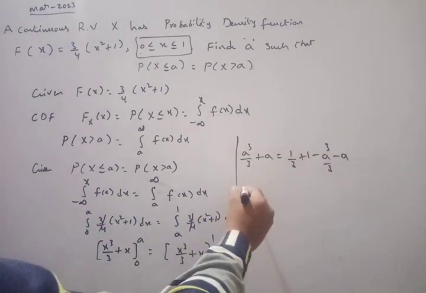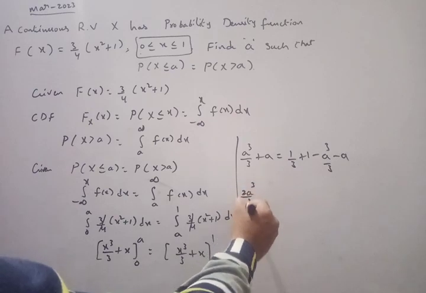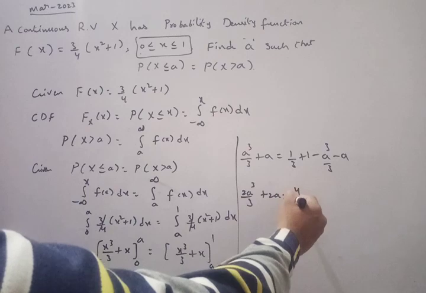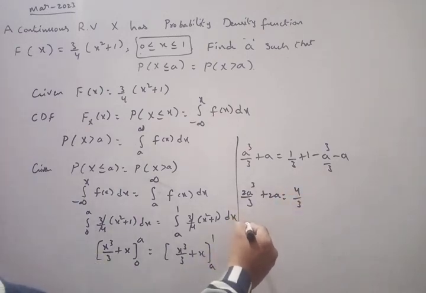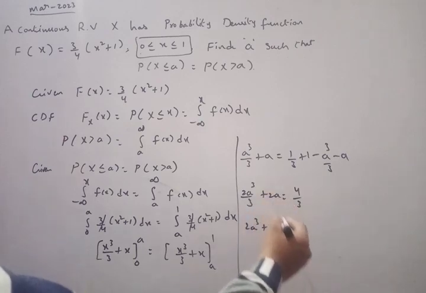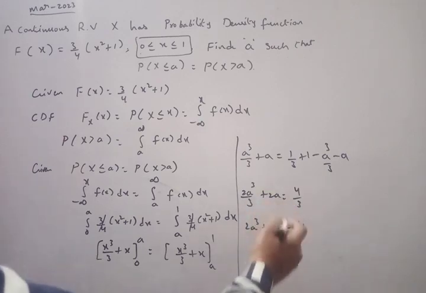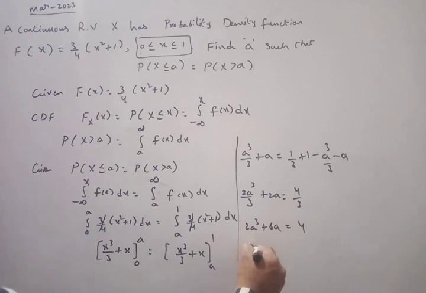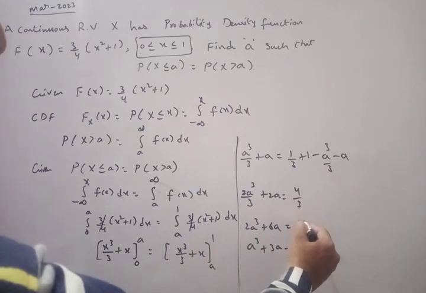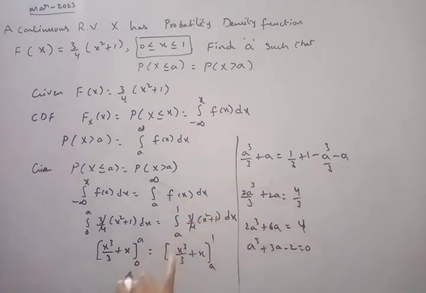a cube by 3 plus a cube by 3 is 2 a cube by 3, a plus a becomes 2a. 1 by 3 plus 1 is 4 by 3. Take the LCM, LCM is 3. 2 a cube by 3, 3 2s are 6a, is equal to 4. Both sides 3 gets cancelled. Take out 2 common: a cube plus 3a minus 2 is equal to 0. Take out 2 common, a cube plus 3a, and the 2 gets cancelled here, so minus 2 is left, bring this to the other side.